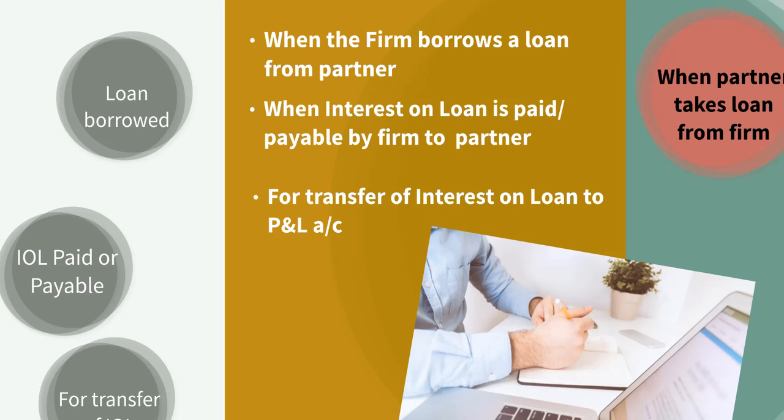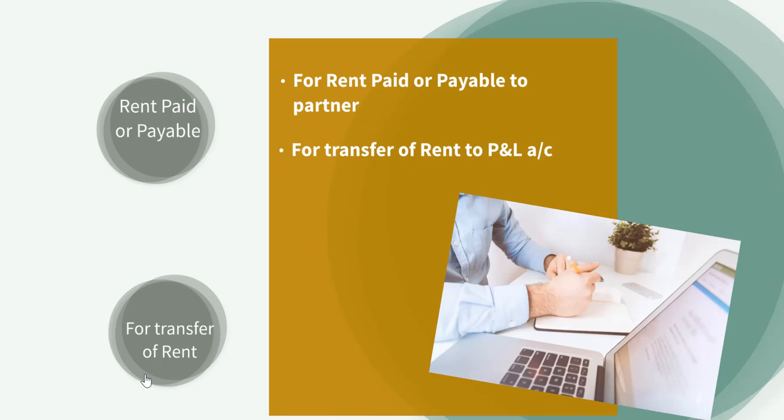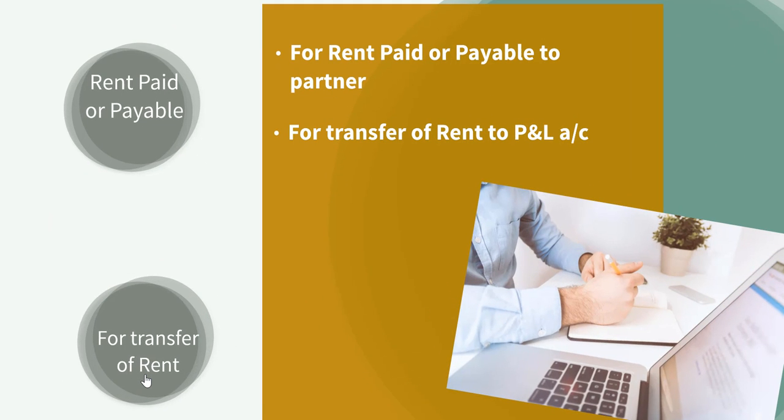So we've revised the journal entries when the firm borrows a loan from the partner and also when the partner takes a loan from the firm. Next, the partner may give the firm the use of his premises, for which case rent has to be paid by the firm to the partner.